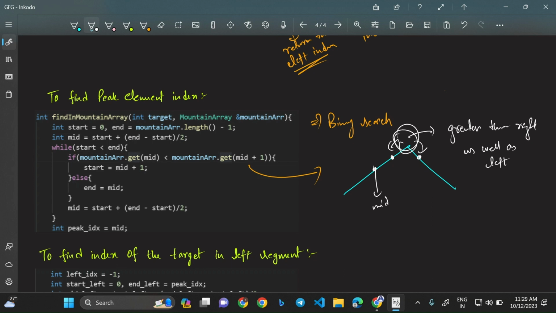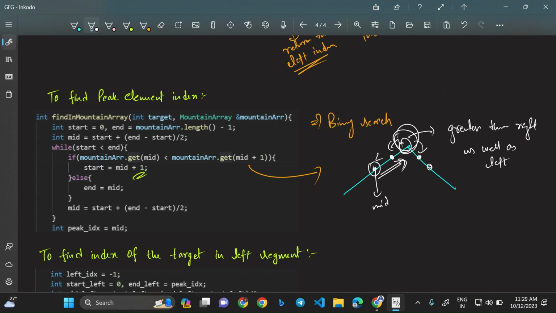That is the reason it's still less than its next element. So in this case we'll start climbing, we still climb to reach the peak. So that is the reason start equals mid + 1. So we are climbing. Else, if that is not the case, it's greater, so in that case the mid might be somewhere here.